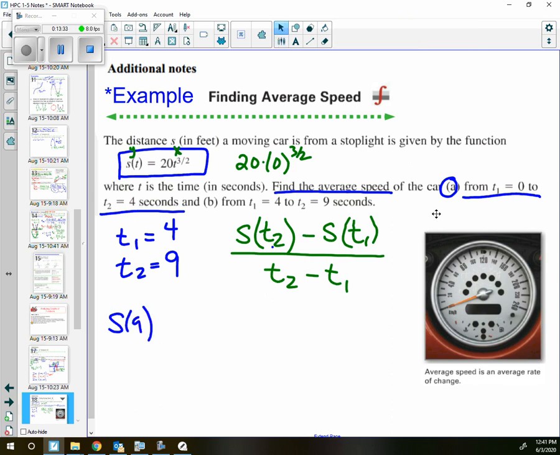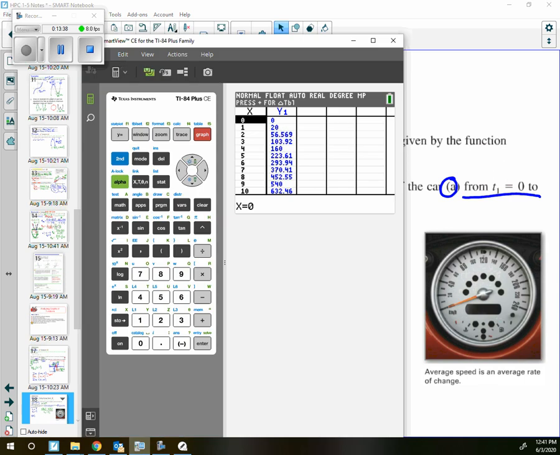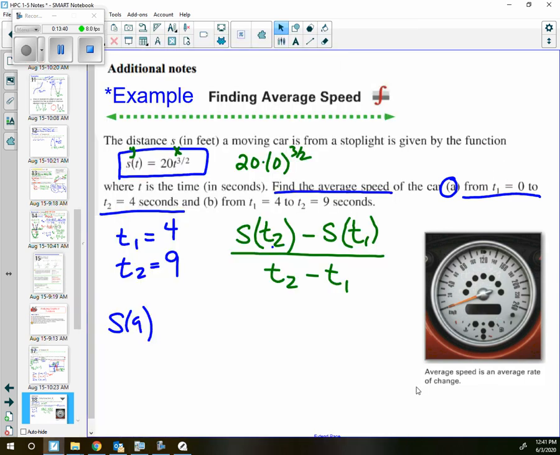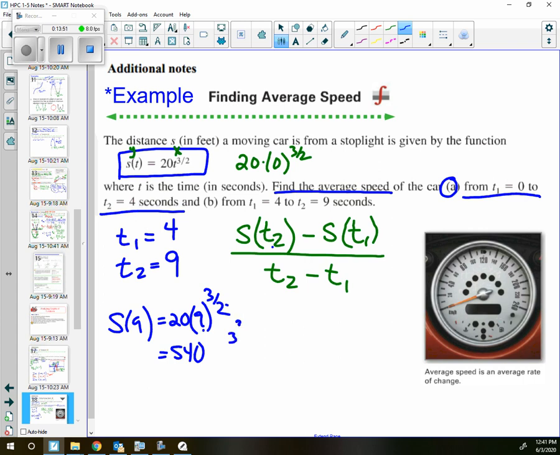I'm going to use my graphing calculator as a little help here because I have it typed in there. At 9 seconds, it looks like it's 540 feet. So that's doing 20 times 9 to the 3/2, which would be 540. Okay, where does that come from? Well, remember the root's on the bottom, so the square root of 9 is 3. 3 cubed is 27, so this is 27 times that 20, so 540. So we've got 540 minus, s of 9 minus s of 4.